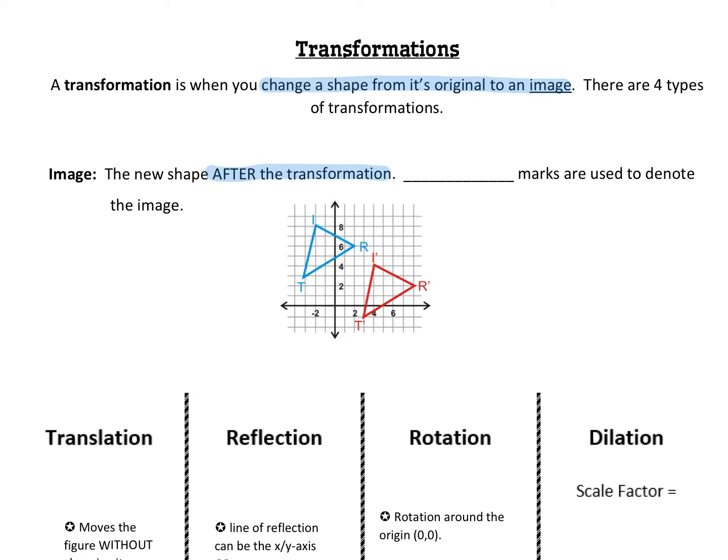And just so you know, we use what is known as prime marks to denote that image. You can see down here below that we have this triangle in red with the prime marks. That means triangle I prime, R prime, and T prime is the new shape, while the blue one was the original. And yes, if we do another transformation of that triangle, we would have I double prime, R double prime, and T double prime to denote that was the second transformation.